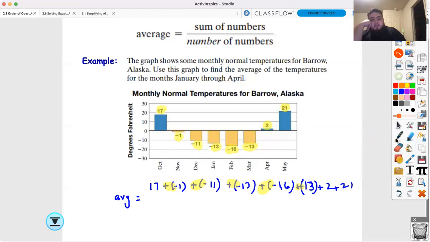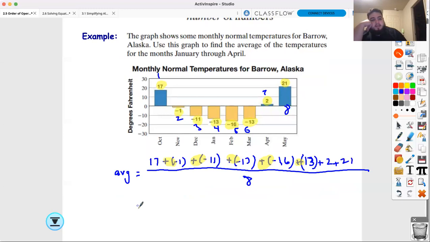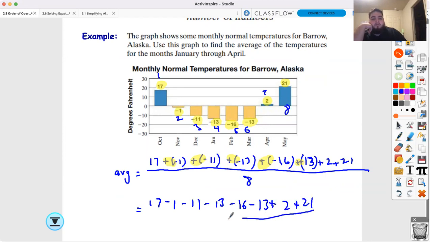So now, it's gonna be divided by how many numbers there are. So it's 1, 2, 3, 4, 5, 6, 7, 8. That's 1, 2, 3, 4, 5, 6, 7, 8. So we're gonna divide this by 8. So the next step, we know it's 17 minus 1 minus 11 minus 13 minus 16 minus 13 plus 2 plus 21 over 8. And this is going to be from left to right.